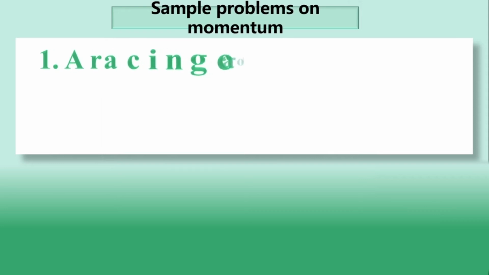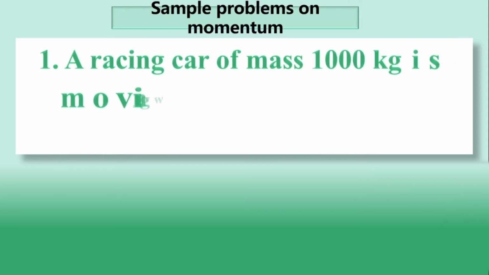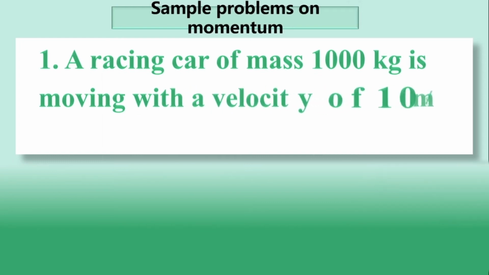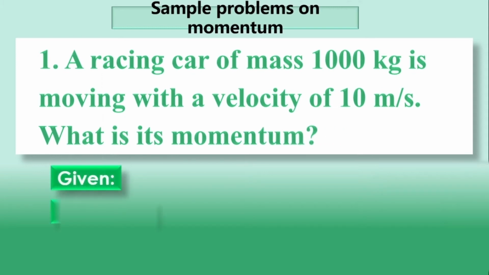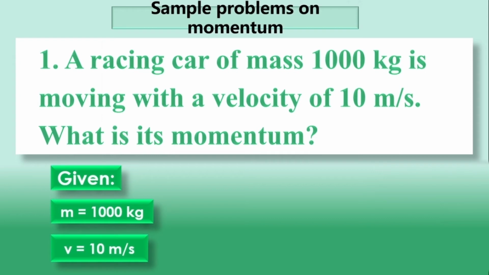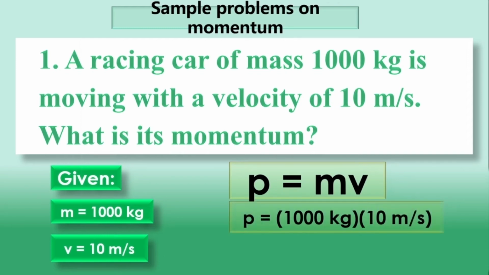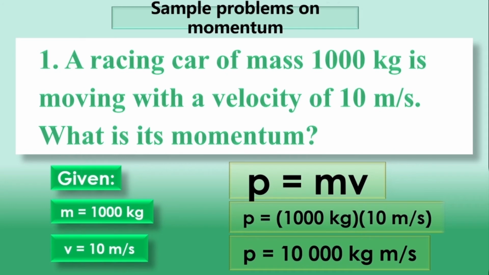Problem number 1. A racing car of mass 1,000 kilograms is moving with a velocity of 10 meters per second. What is its momentum? Given, mass is equal to 1,000 kilograms, velocity equals 10 meters per second. The formula for momentum is P equals mv, where m is the mass, which is equal to 1,000 kilograms, and the velocity v is equal to 10 meters per second. By multiplying these two quantities, the momentum of the car will be equal to 10,000 kilogram meter per second.